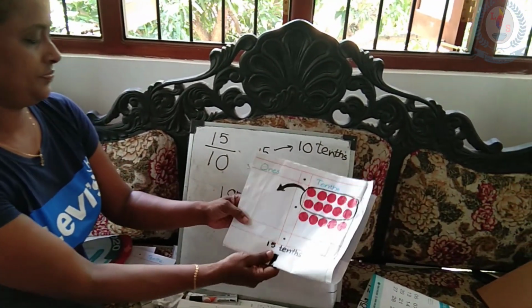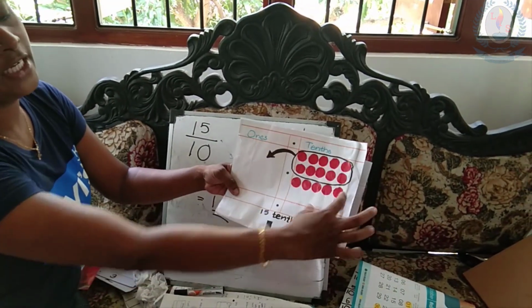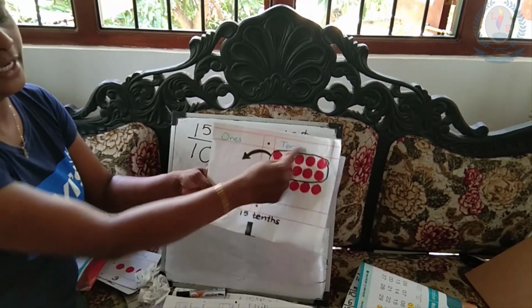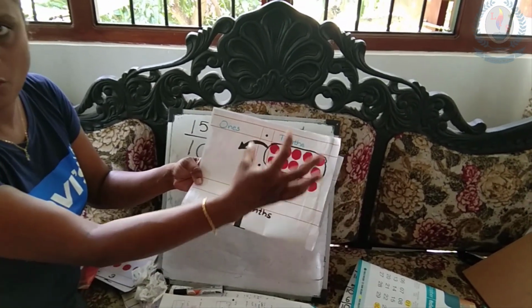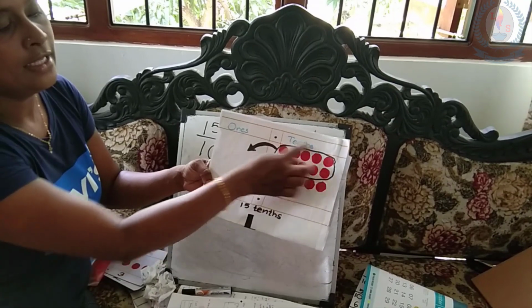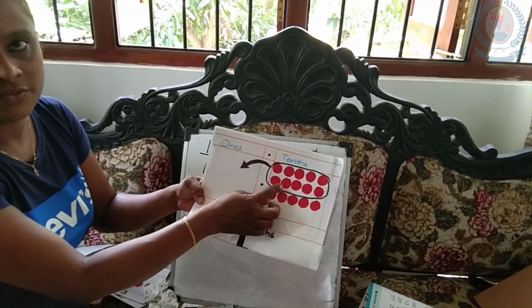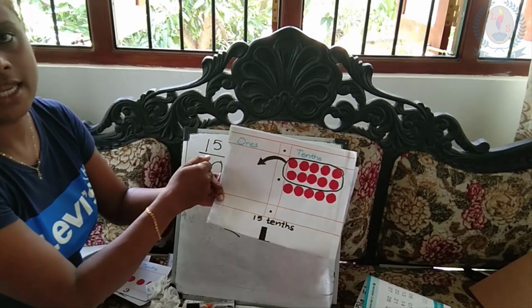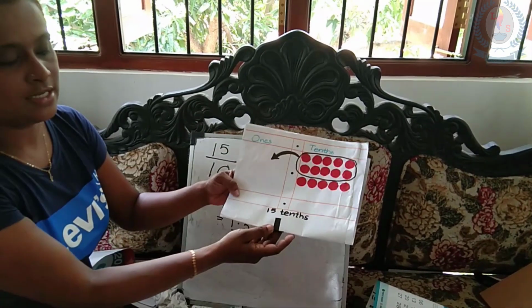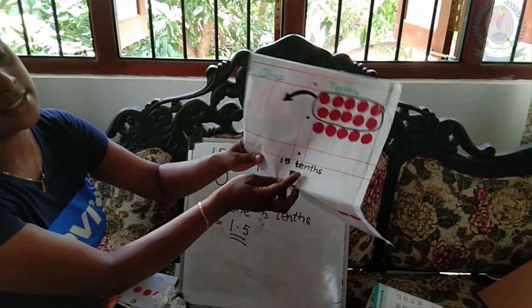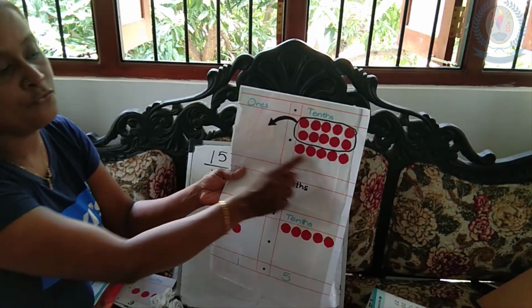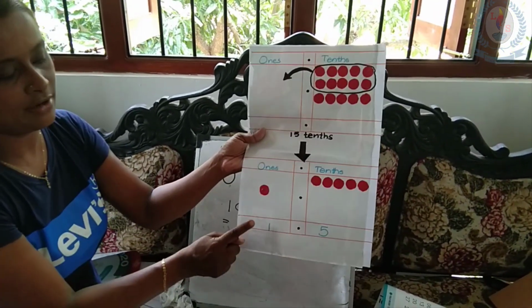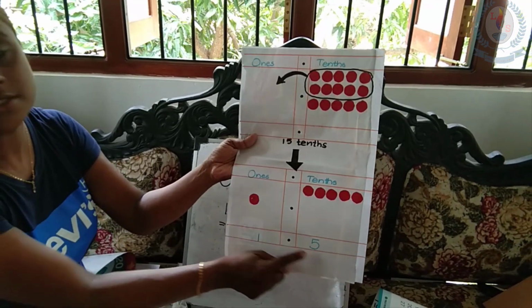Look at this. 15 tens. Here in the tens side there are 15. But we cannot keep all the 15 here, as 10 tens make a 1. So we will take that 10 as a 1 to the ones side. This 15 tens, we took 10 tens as a 1 to this side and 5 remain here. So we can write it as 1.5. Okay.